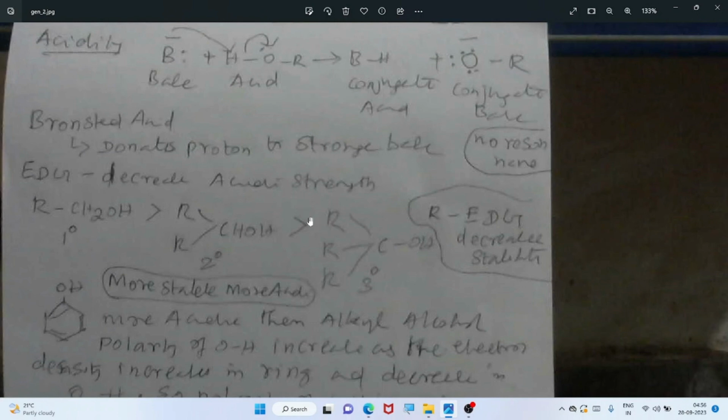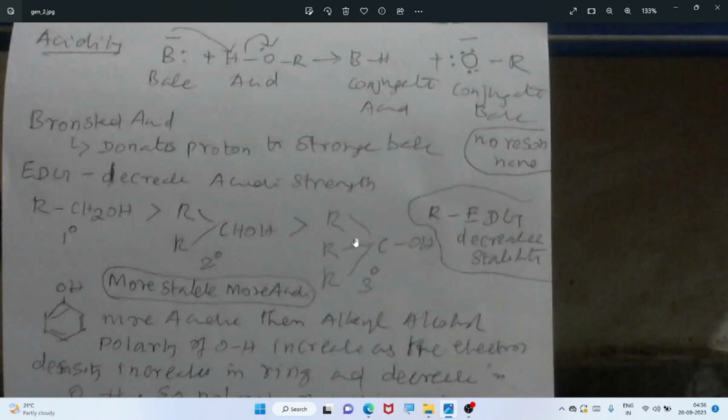When an electron donating group is attached to a compound, then it decreases the acidic strength. Here one electron donating group, here two, three, so with more electron donating groups, acidity decreases. More electron donating groups means instability increases, acidity decreases. This is more stable among the compounds, so this is more acidic than these.